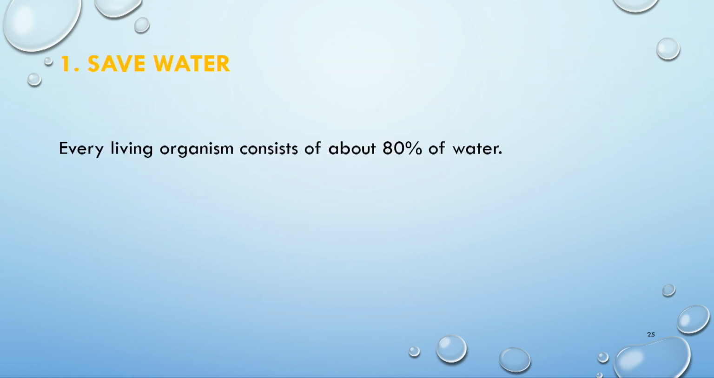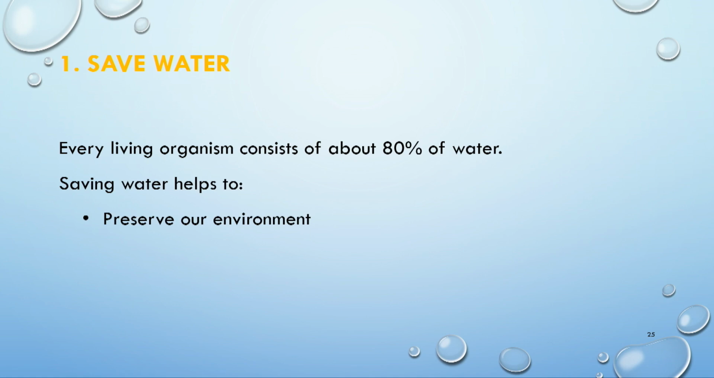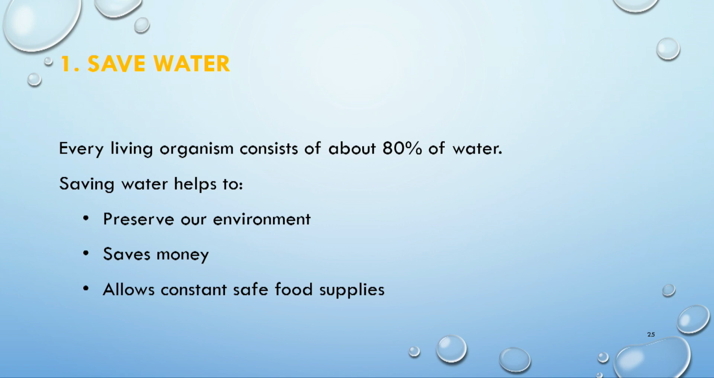How can we save water? Without water, neither people nor plants nor animals could survive. Crops will not grow in the fields, and eventually there will be no food. Every living organism consists of about 80% of water. Saving water helps to preserve our environment, saves money, and allows constant, safe food supplies.